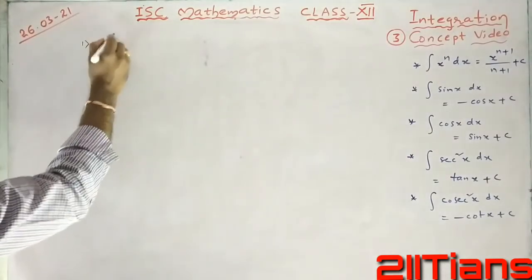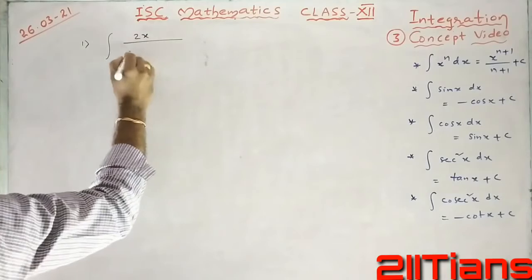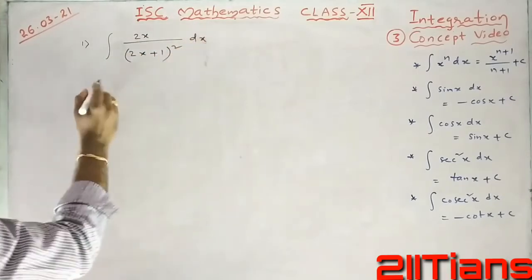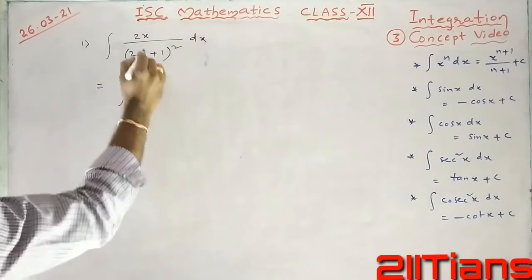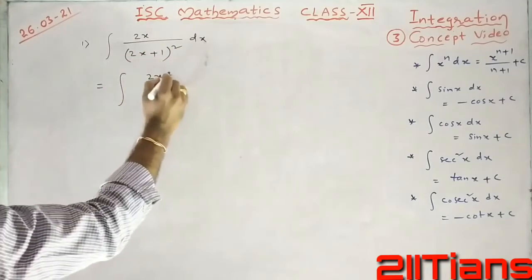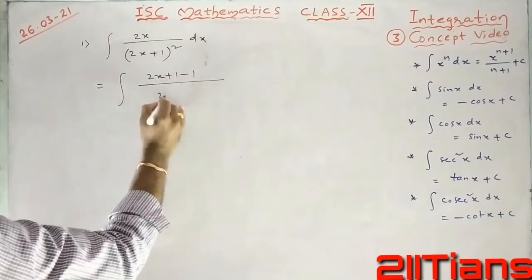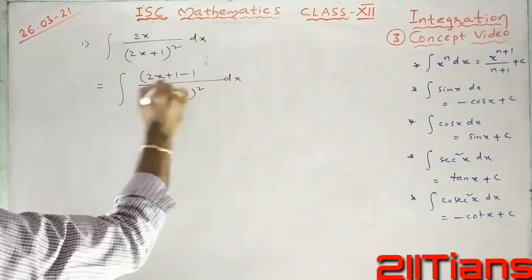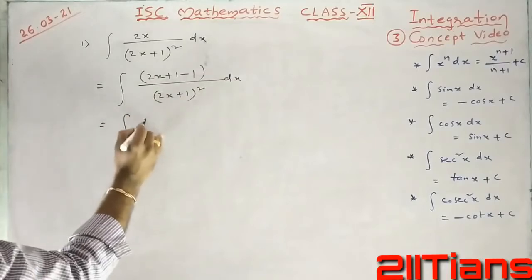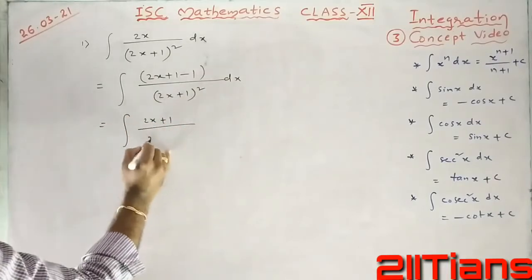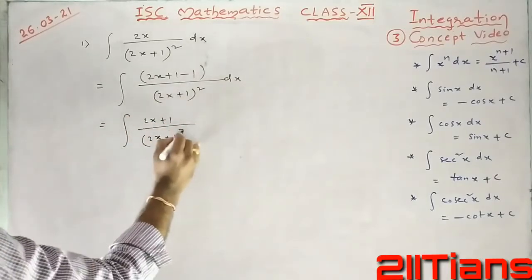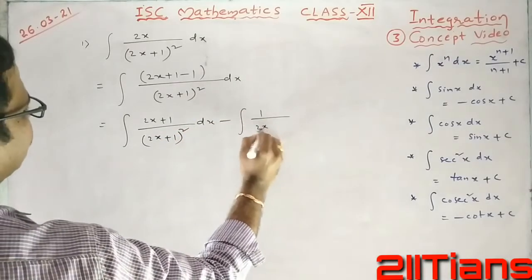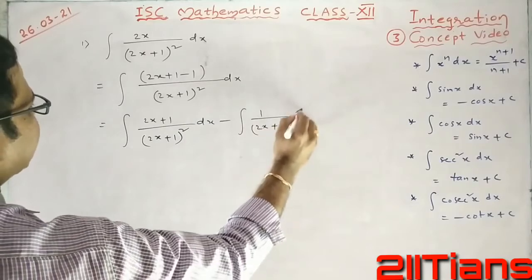One example I have: integral of 2x by (2x plus 1) whole square dx. Look at this interesting problem. Since we have 2x plus 1 here, I am adding plus 1 minus 1, so we can write the numerator as 2x plus 1 upon (2x plus 1) whole square dx minus integral 1 by (2x plus 1) whole square dx.